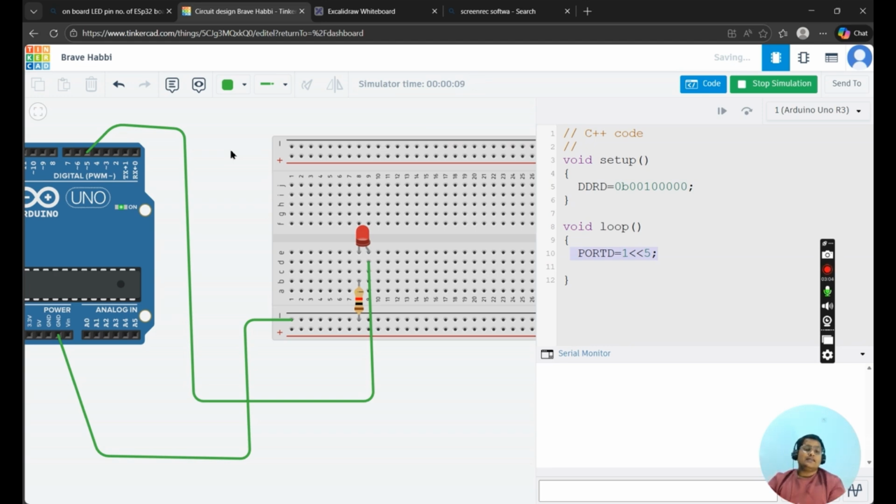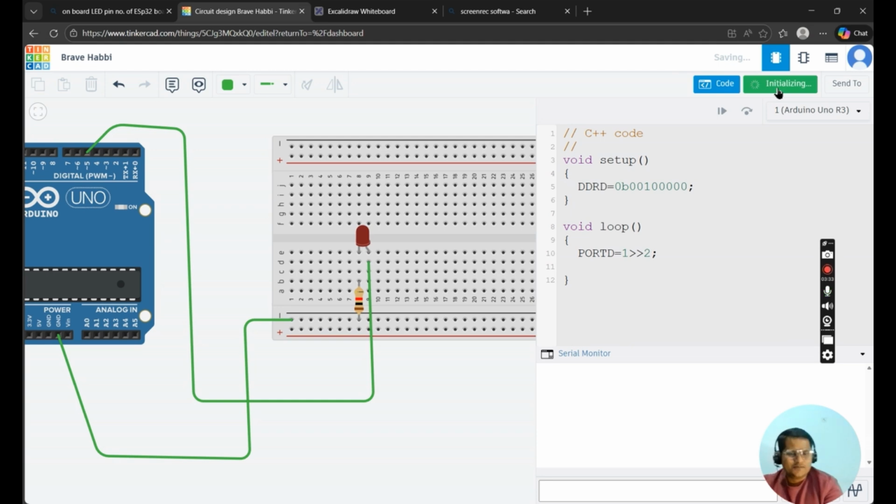But here there is a question: can we do the same thing with the right shift operation? So the answer is no. If I do 1 and let's say 2, because you would be thinking 0 1 2, right? You would be thinking I just need to shift 2 times to turn on this LED. But is it going to work? Let me just show you the output.